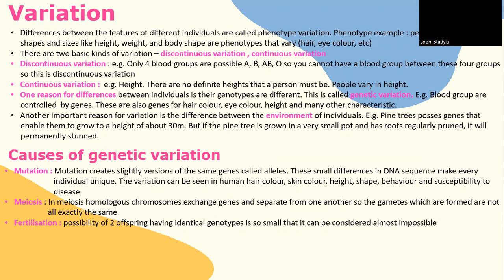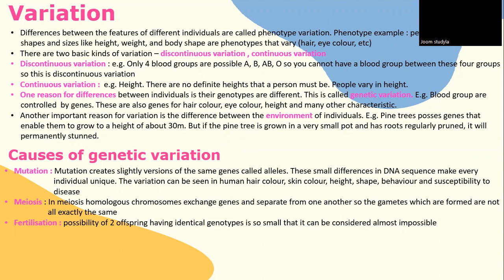Causes of genetic variation. One is mutation. Mutation creates slightly different versions of the same gene called alleles. These small differences in the DNA sequence make every individual unique. The variation can be seen in human hair color, skin color, height, shape, behavior, and susceptibility to disease. Secondly is meiosis. In meiosis, homologous chromosomes exchange genes and separate from one another, so the gametes which are formed are not all exactly the same.